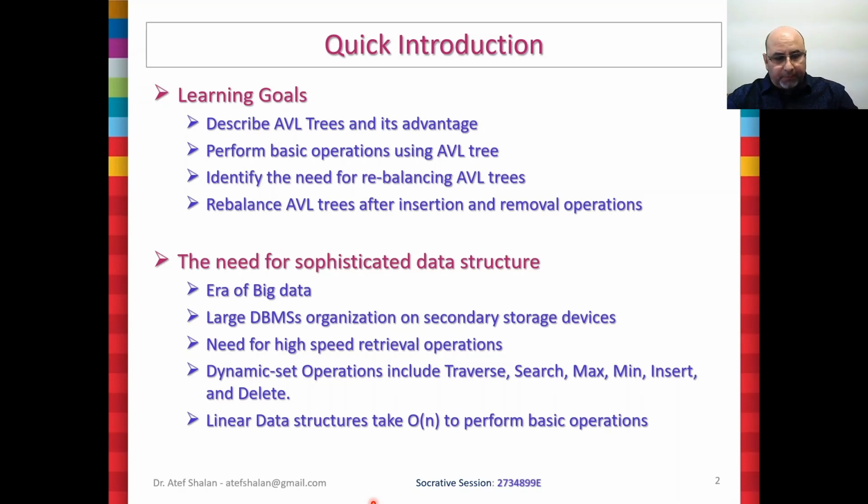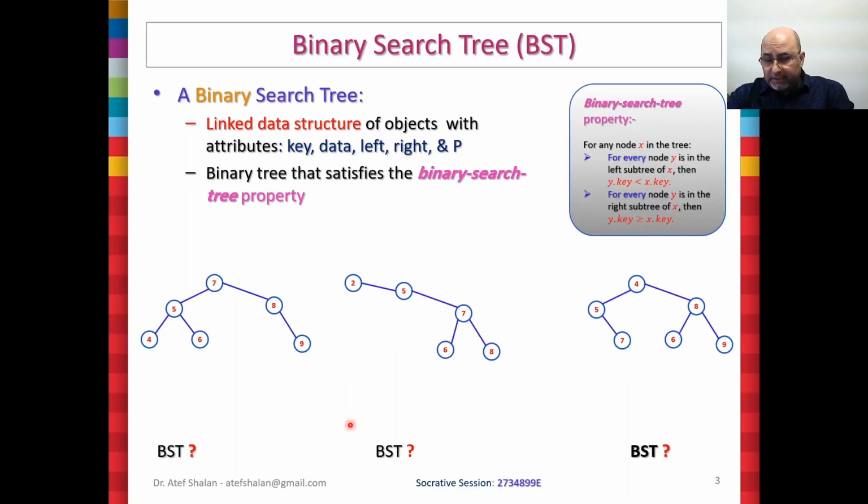Well, the problem with linear data structures, if we use them in this mechanism, is that they are costly. So the linear data structures would cost big O of n to perform the basic operations that I just mentioned here. So that brings the need for some more efficient data structures, such as binary search tree, which is used for this purpose. Binary search trees can perform these operations using less complexity.